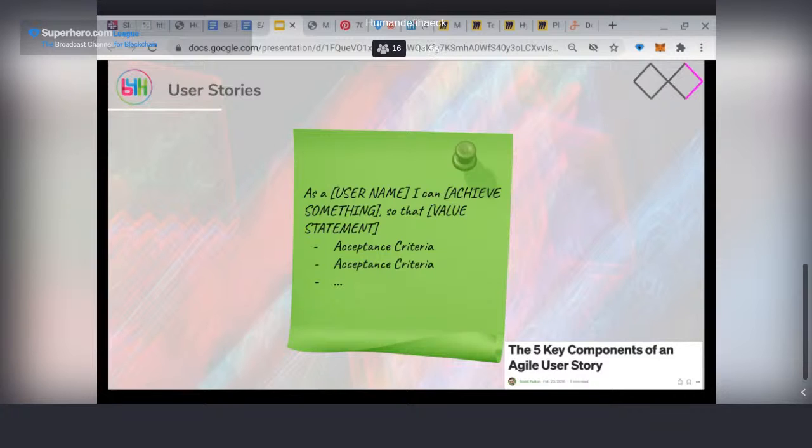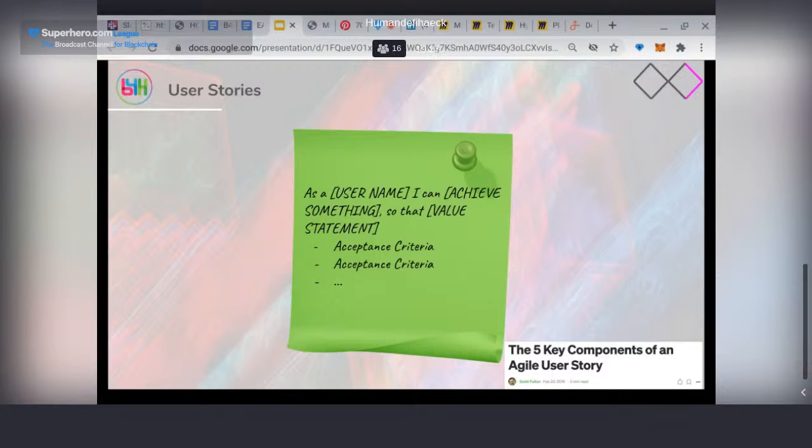Okay, like I'm an iPhone owner. That's the first component, the username. The second component is the action. What I want to achieve, what I want to do in this story. For example, as an iPhone owner, I can take and store pictures on my phone.